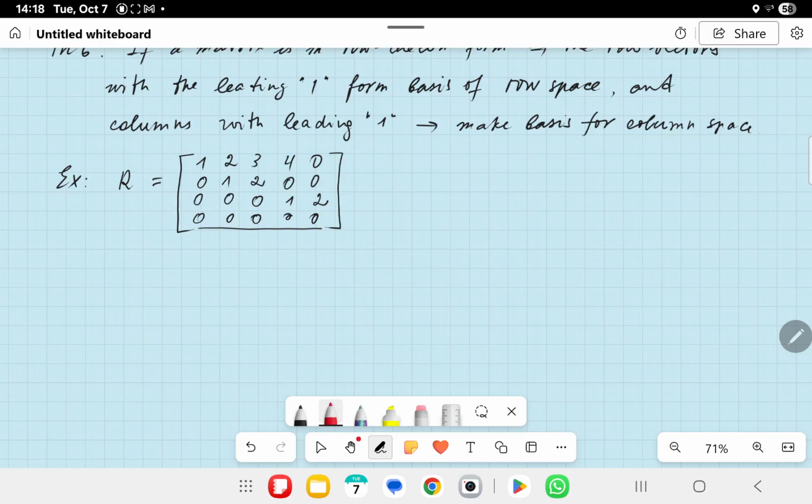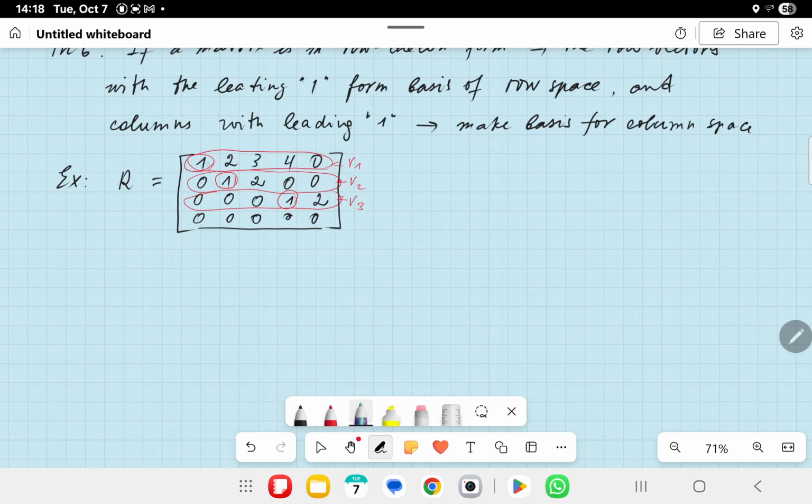So what we have over here, we have 1 leading one, 2 leading ones, and 3 leading ones. And we are going to have 3 linearly independent rows: row number 1, row number 2, and row number 3. So these rows are going to make our basis.